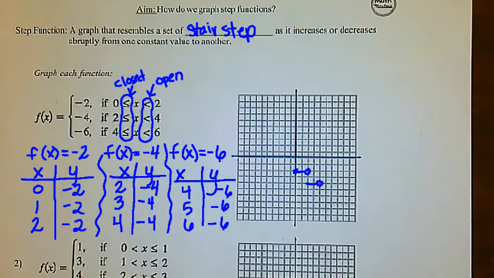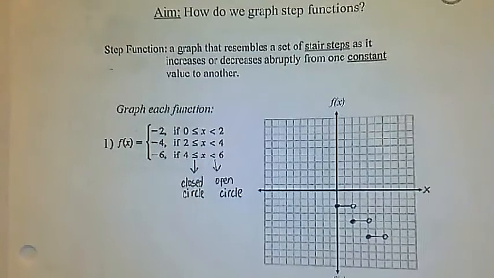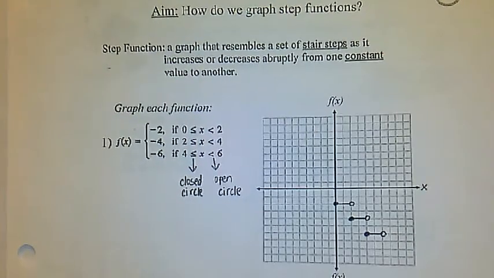And then at -6, when x equals 4, that's going to be a closed dot, and then open at -6. Okay, and just to show you a little cleaner example, that's what your function should look like.